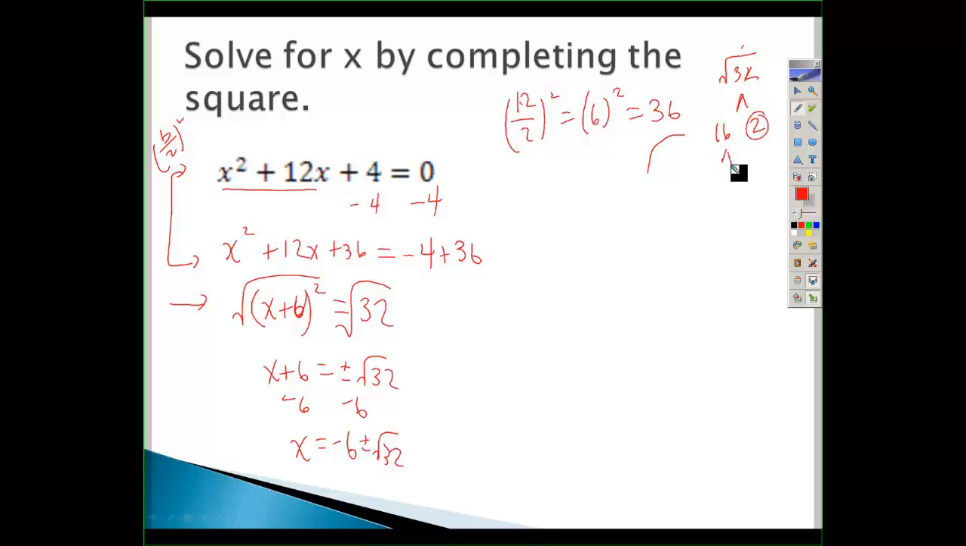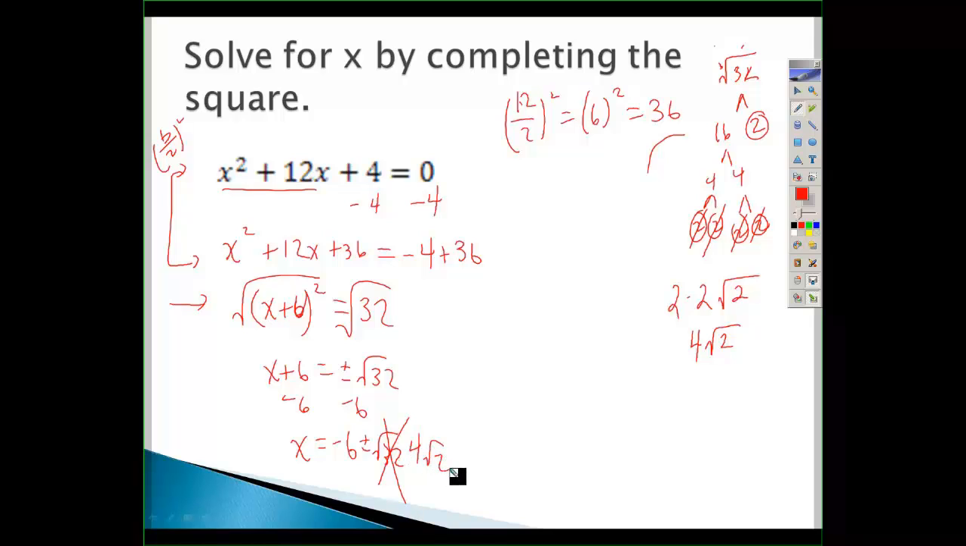16 times 2, 4 times 4, 2 times 2, 2 times 2, and remember there's a little 2 out there that says for every 2 primes underneath I can pull one out. So I can pull a 2 out, pull another 2 out. I have a 2 left on the inside, so I still have that. I know the square root of 32 is the same as 4 times the square root of 2. So instead of the square root of 32, I'm going to cross it out right now and put 4 root 2 in there.